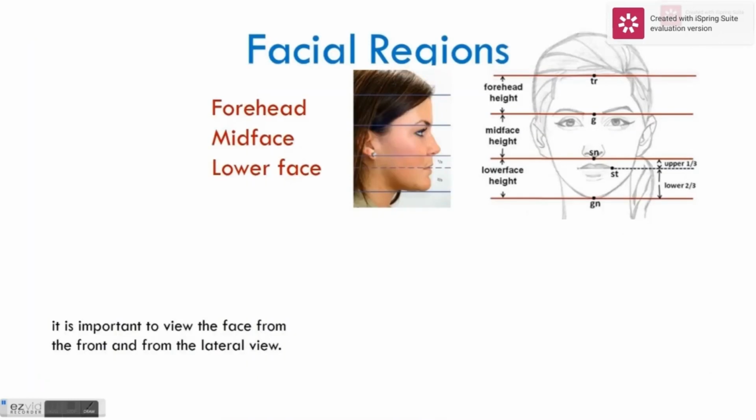Now, the face, as we said, the most important part of the body is the head and the face and the eyes. The face is divided into three segments. The upper part is called forehead, the middle part is called mid-face, and the lower part is the lower face. This is starting from the root of the nose till the tip of the nose. This is the mid-face.